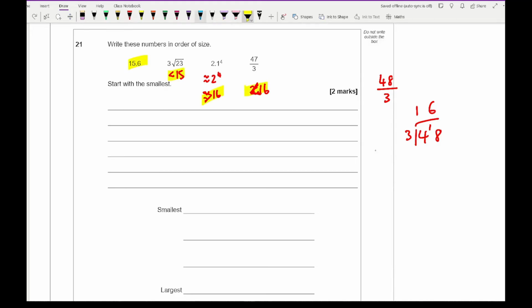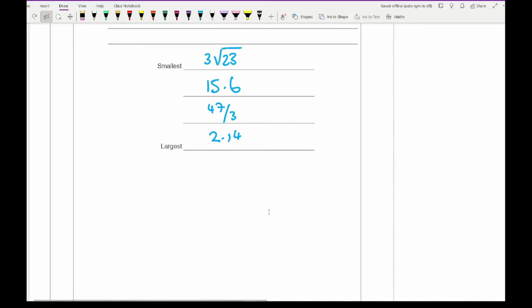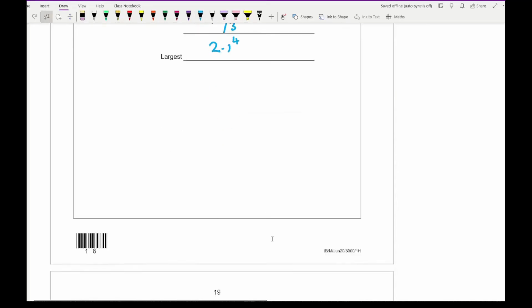So looking at our first one, the smallest number is going to be 3 root 23. Our next smallest is going to be 15.6. Our next smallest is going to be 47 over 3. And then the biggest number out of all of those is going to be 2.1 to the power of 4. Just make sure that your 4 doesn't look like 2.14, so just make sure it does look like a power.